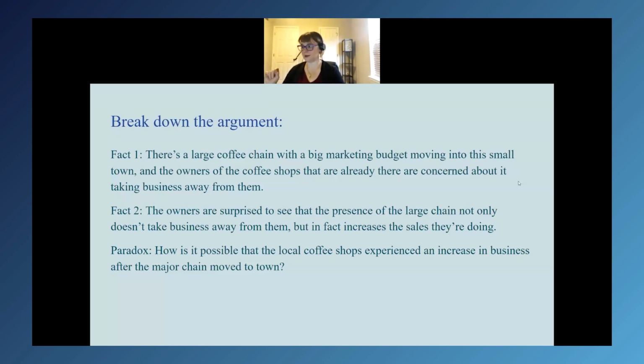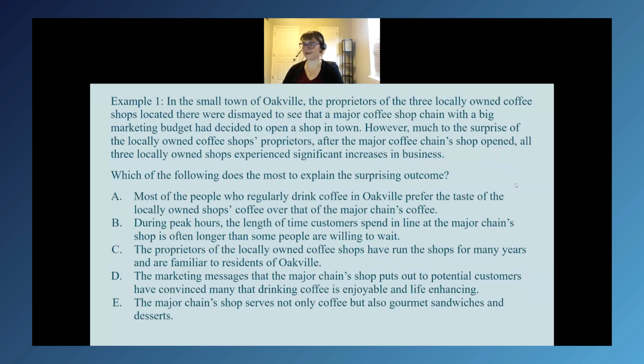So here is a direction tip. The large chain is increasing their sales. That makes it more of a paradox than if their sales were level or decreased. That gives you some indication of how to approach it. And then this is a version of how I would do the paradox question. How is it possible that the local coffee shops experienced an increase in business after the major chain moved to town? Let's look at our choices.